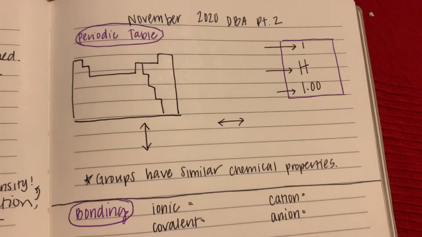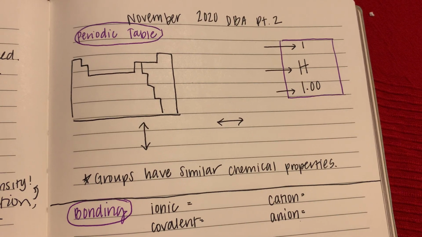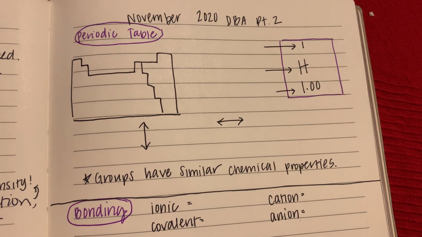All right, so part 2, we're still continuing our review. Now I'm going to go over the periodic table and bonding, which is what we're focusing on today. These are our most recent topics, so they shouldn't be anything new, okay?